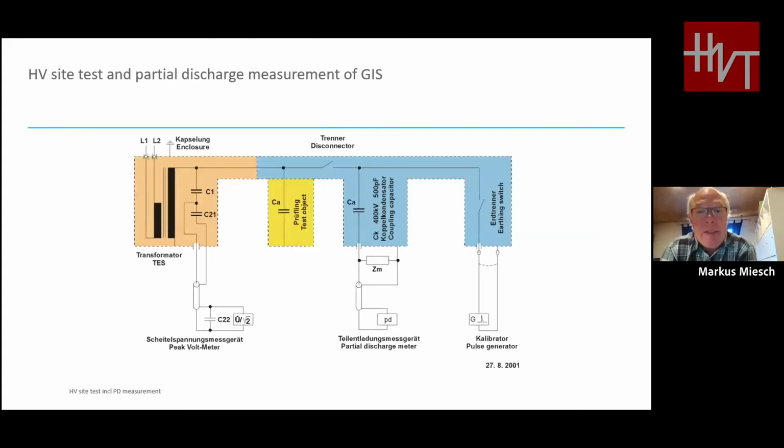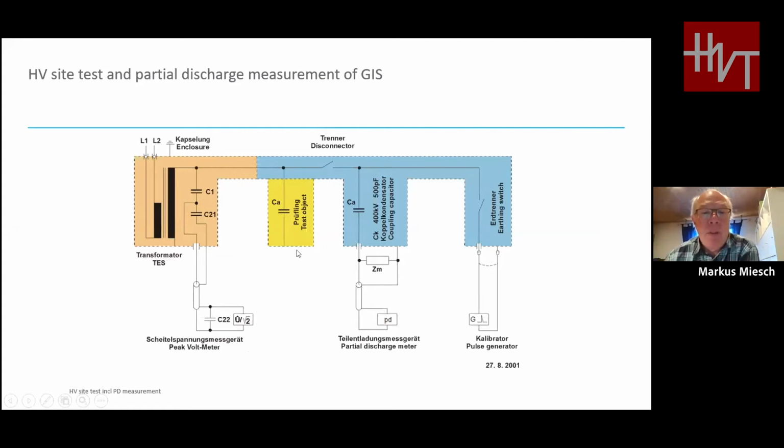Here is the test circuit for the high voltage test and partial discharge measurement. On the left side, you can see the test transformer. Inside is the capacitive voltage divider, via which the voltage can be measured.